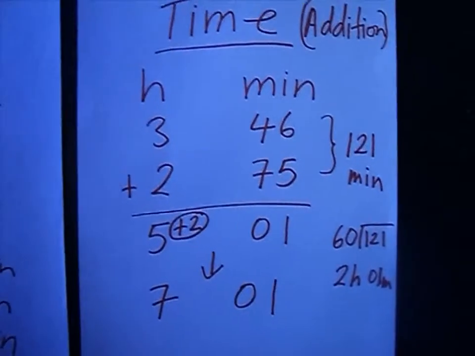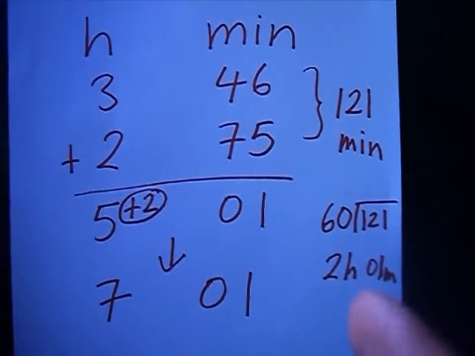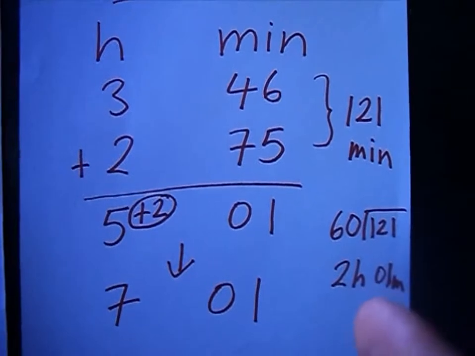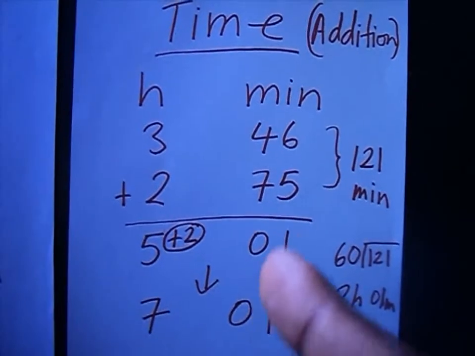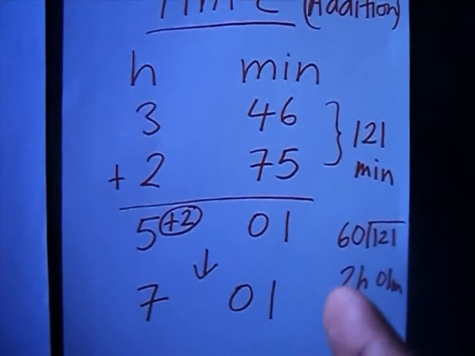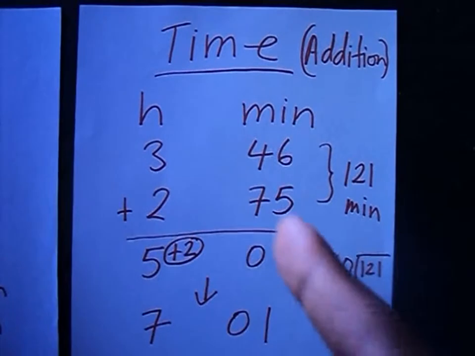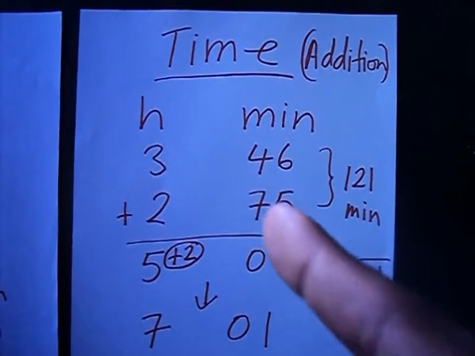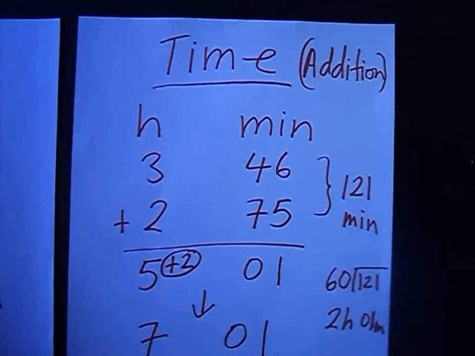It's a little small. Let me just zoom in on that. So it's 2 hours and 1 minute. So I take the 1 minute, I put it here in the minutes column, and I take my 2 hours and I add it to the hours. You see that here? Very important. You take the 2 hours and you add it to the hours column.